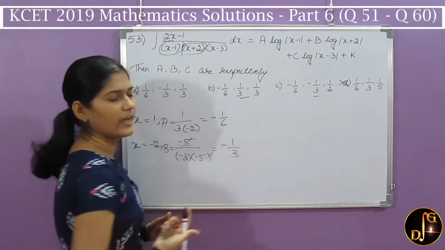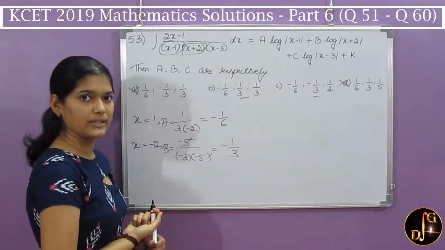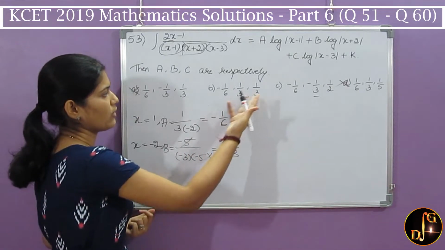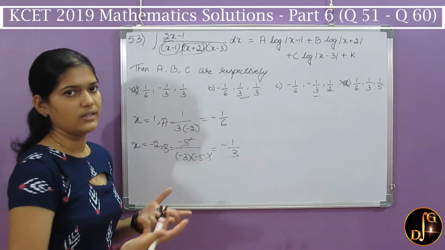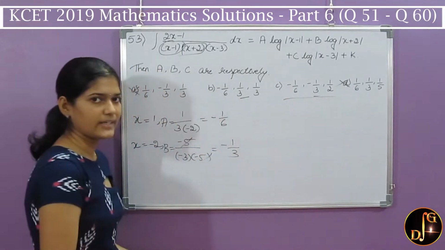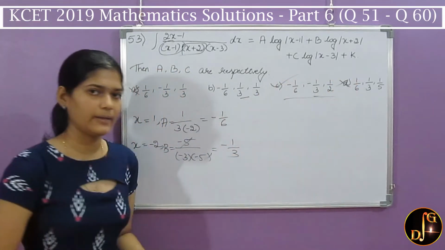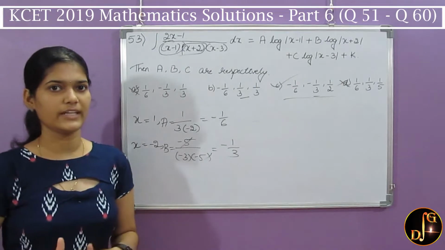In option C we have B value as minus 1 by 3, right? So we need not find the value of C. Directly we got that this is the correct answer, right? That is option C. Now let's move on to the next problem.